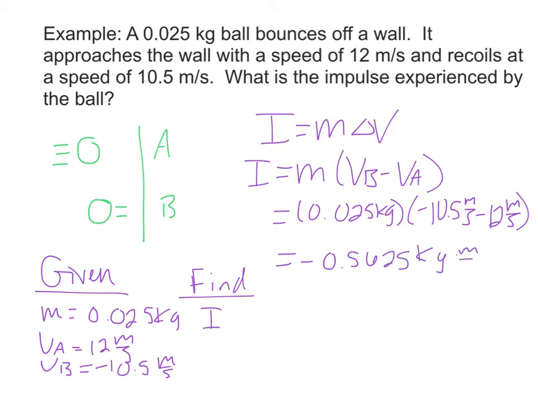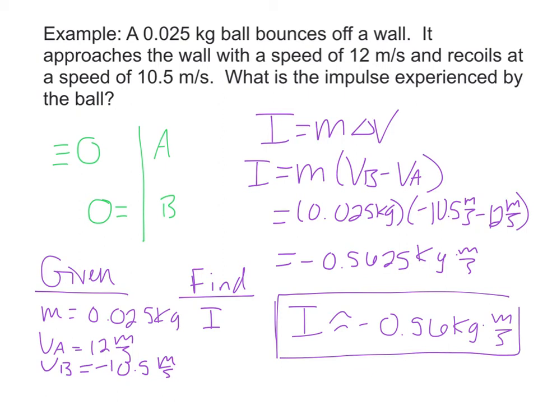kilogram meter per second. It doesn't matter that the impulse is negative, that just has to do with how I drew my diagram. So if you drew your diagram the opposite way, where the ball was moving to the left and then to the right, then you would have a positive impulse. Again, it does not matter as long as your diagram matches the sign over here. This is 2 sig figs. So impulse is approximately negative 0.56 kilogram meters per second.